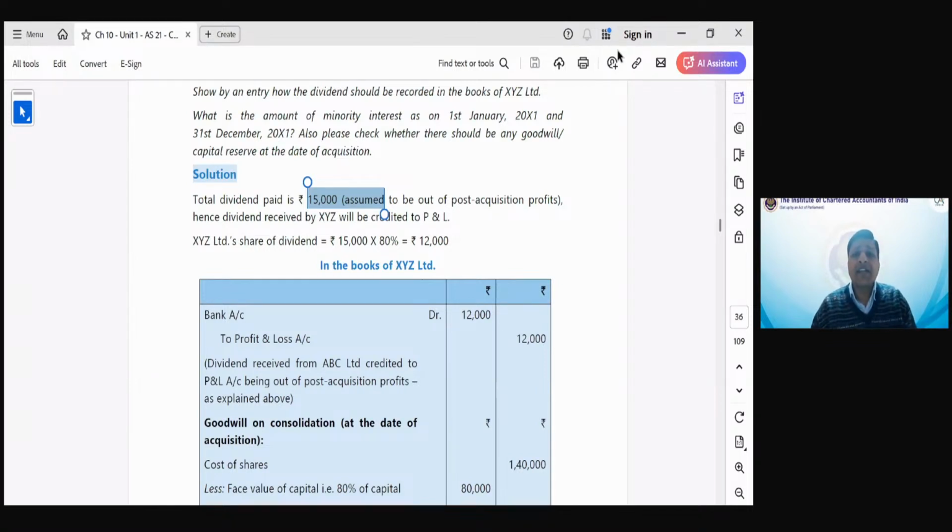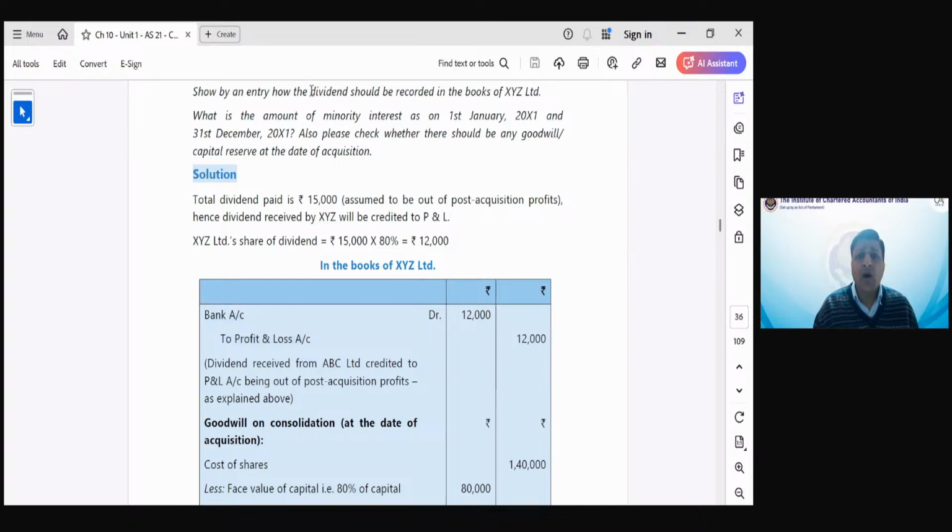Will it be appropriate to say that? No. Why? Because only 80% shares are held by the holding company. So out of this 15,000, 12,000, which is 80%, will be recorded by XYZ Limited in its P&L as income. So what is the accounting entry XYZ will pass? Bank debit to dividend income or to profit and loss account. Clear on this? So that's the first requirement of the question.